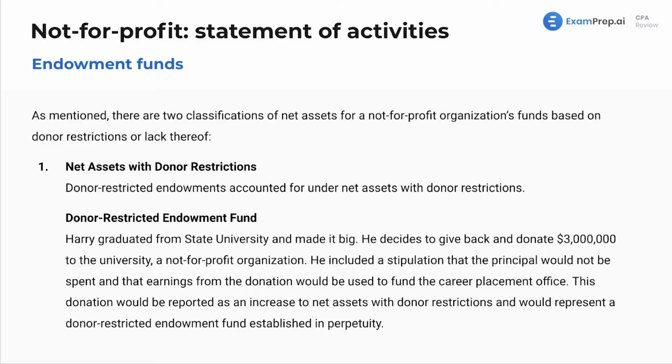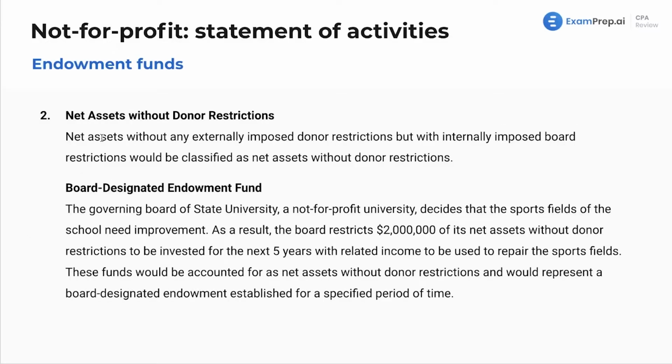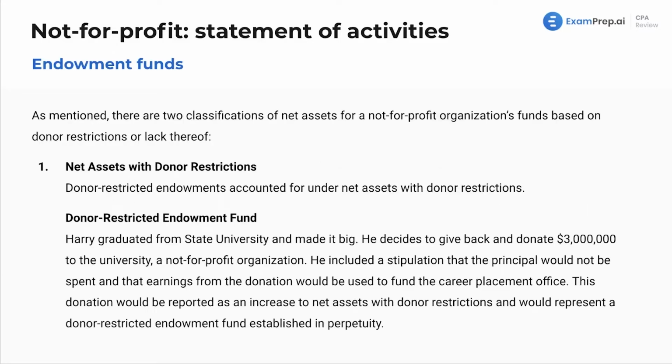Go for it. So as mentioned, there are 2 classifications of net assets for a not-for-profit organization's funds based on donor restrictions or lack thereof. So we could have net assets with donor restrictions, donor restricted endowment fund, and then here is net assets without donor restriction. So this is just a board designated endowment fund, right? Because there's no donor restrictions in number 2. So the board is doing its designating, right? But keep in mind when that's important and when it's not.